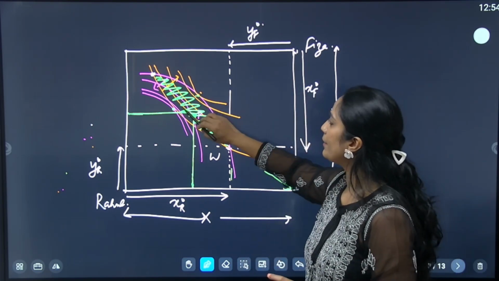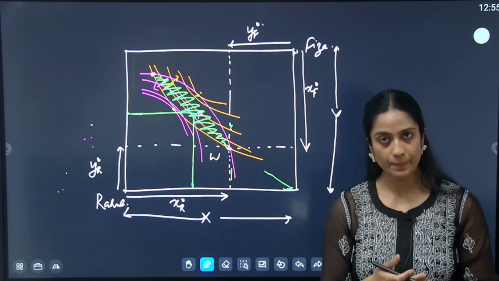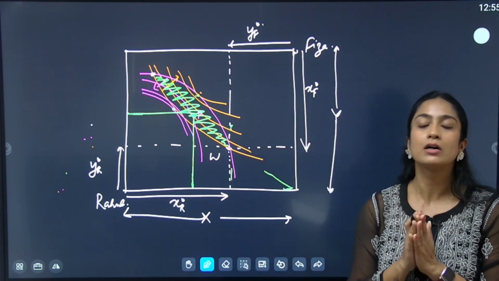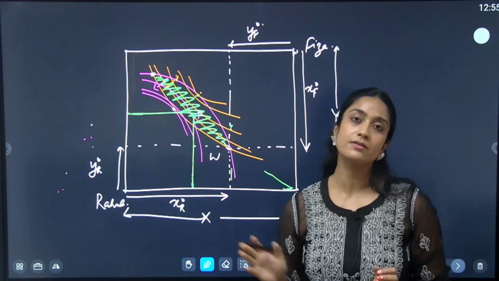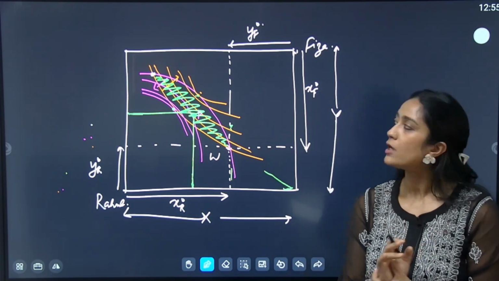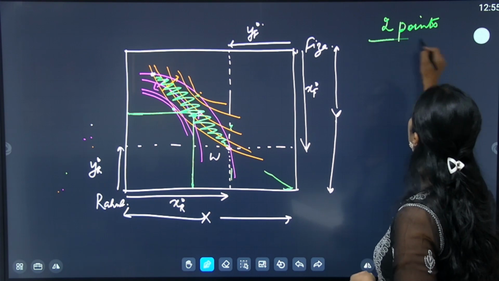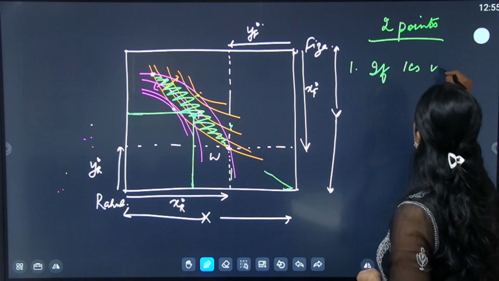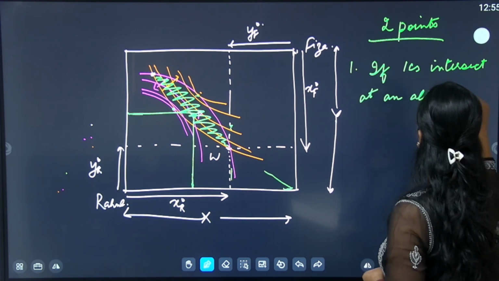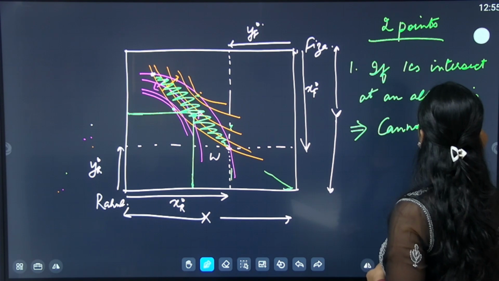The way we decided the final allocation here was essentially where the two ICs become tangent. A final allocation will always be the point of tangency of the two ICs. If it is not a tangent, then there will be scope for improvement. So from this point, we can see that we have two points. One, if ICs intersect at an allocation, it implies that it cannot be Pareto optimal.